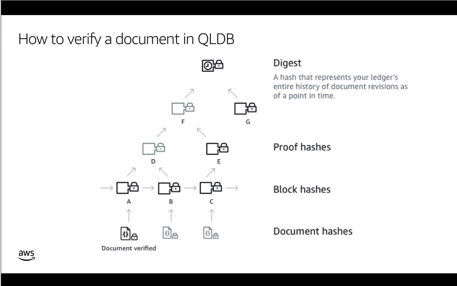Now remember that if it's a match, it's not mathematically feasible to reverse engineer the hashes in a proof. Therefore, this exercise proves that the contents of your document were indeed written in this journal location relative to the digest.